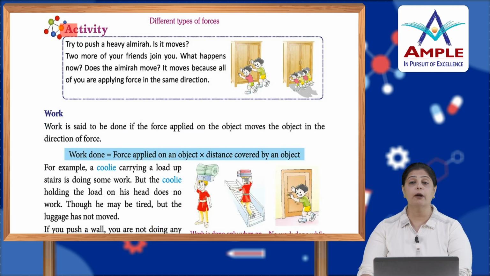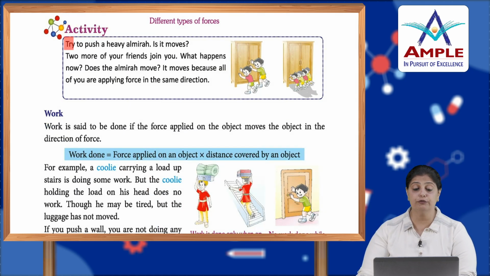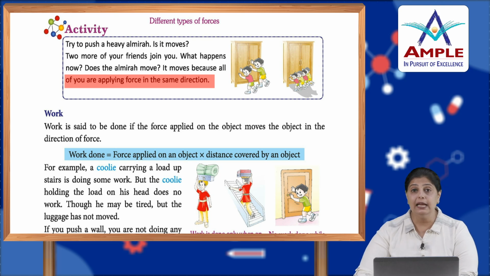All right, now let's talk about an activity. What you have to do is try to push a heavy almirah, and tell us, does it move? Now two more of your friends join you. What happens now? Does the almirah move? It moves because all of you are applying force in the same direction. If you try to move a heavy object on your own, it slightly moves or does not move at all. But when four or five of you come together and apply force on it, it moves swiftly. So the more the force, the more the object moves.